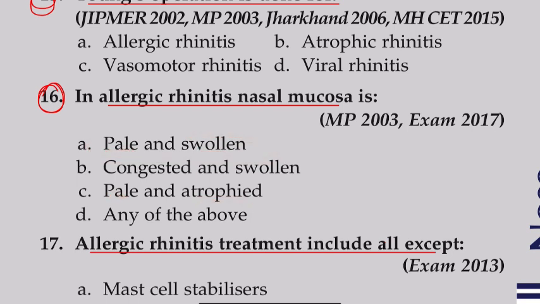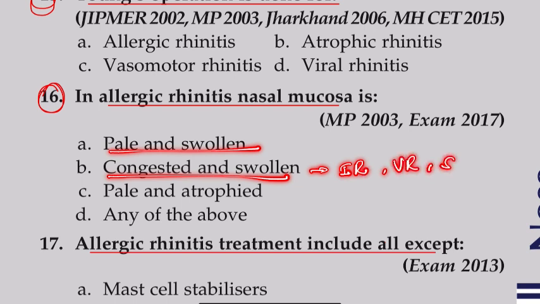In allergic rhinitis, the nasal mucosa on anterior rhinoscopy appears pale and boggy, that is swollen and sometimes bluish also. Congested and swollen appearance is seen in infective rhinitis, not allergic, and also in vasomotor rhinitis and sinusitis, that is inflammatory conditions. Pale and atrophied mucosa is seen in the case of atrophic rhinitis.